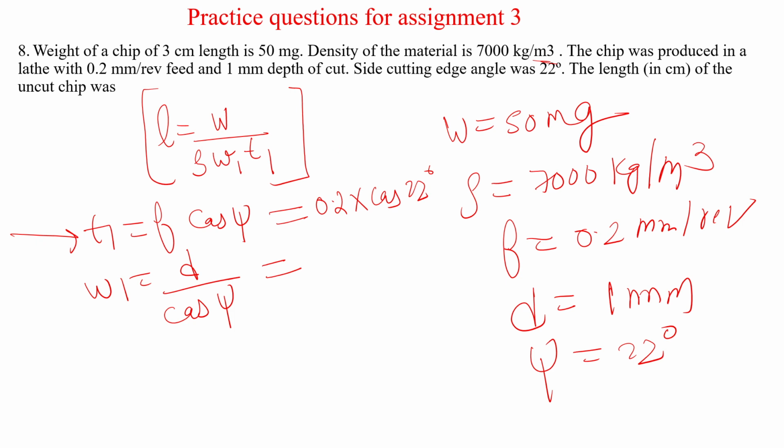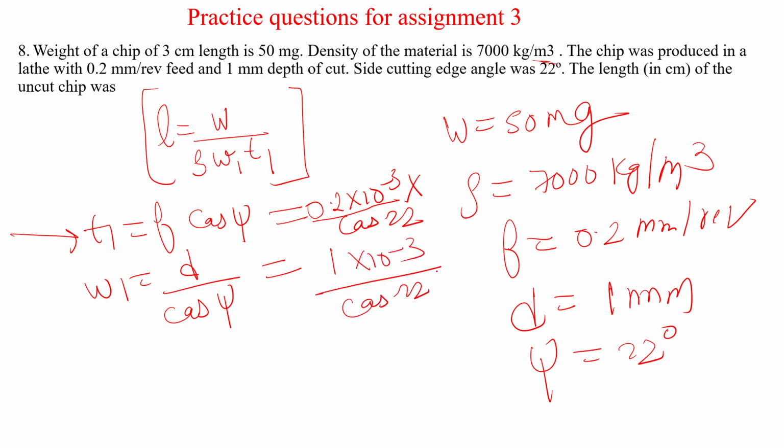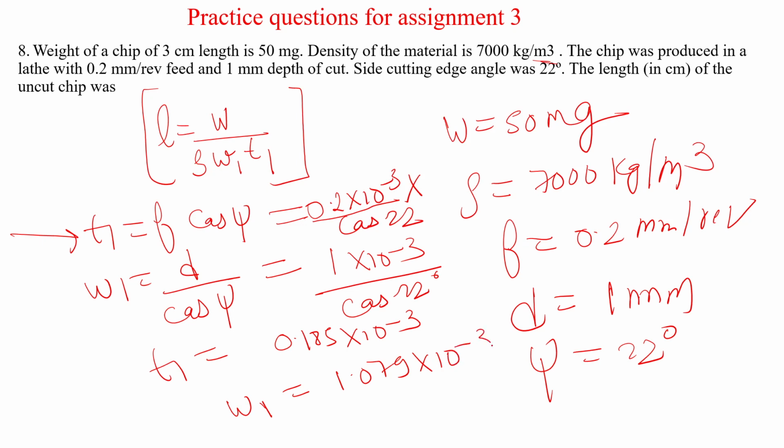Wait 1 second. It is in mm, right? So please do 0.2 into 10 to the power minus 3 into cos 22. Because this is in mm, I am converting it to meter. And d is also, so I'll do 1 into 10 to the power minus 3 upon cos 22. So then T1 will come around 0.185 into 10 to the power minus 3 and W1 will come around 1.079 into 10 to the power minus 3. Have you got this answer?